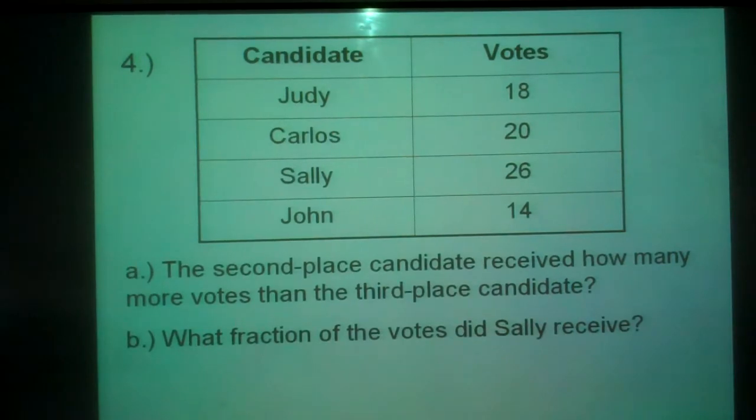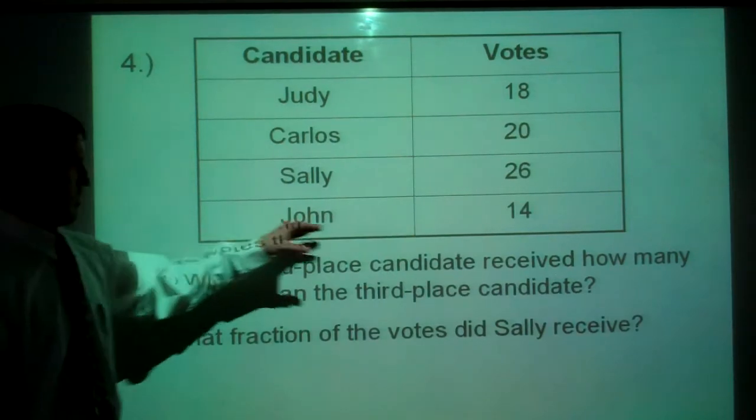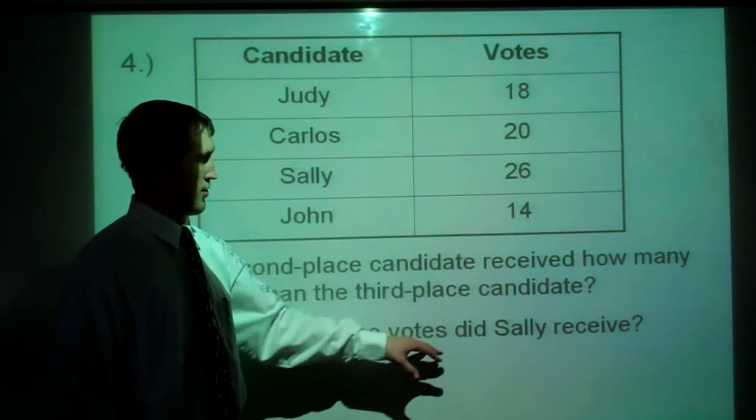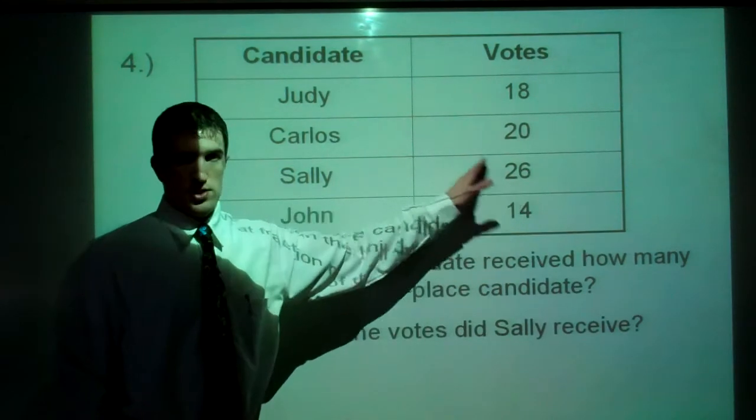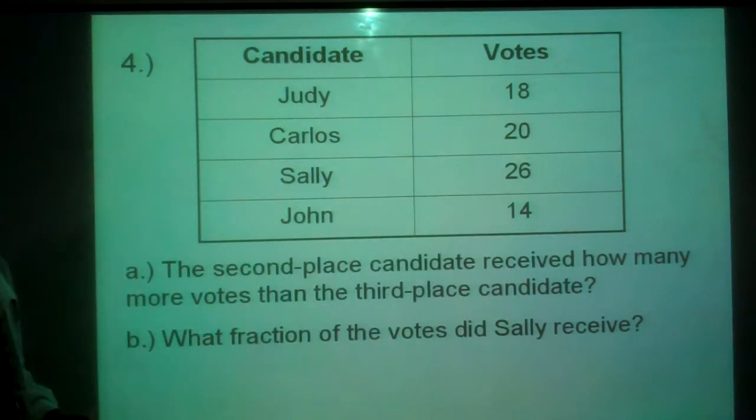Okay, number 4, this just uses a chart. We're comparing second and third place in this one. So just make sure you know who's in first, third, second, and fourth, so you can correctly figure out how many votes are more than which place. And then B, what fraction of the votes did one person have. That'll be Sally's votes. How many did Sally receive? What fraction? 26 over the total amount, and then we reduce that fraction.